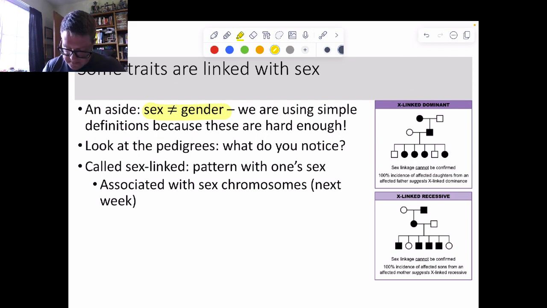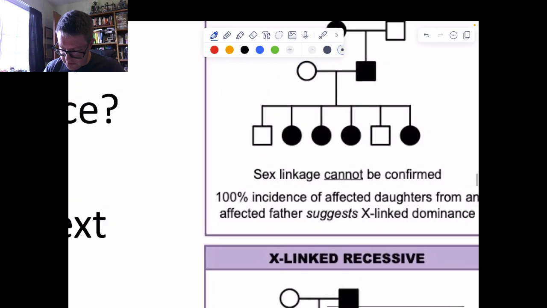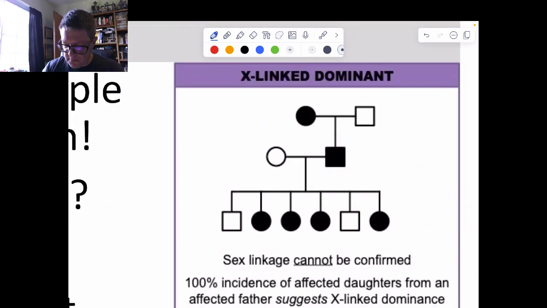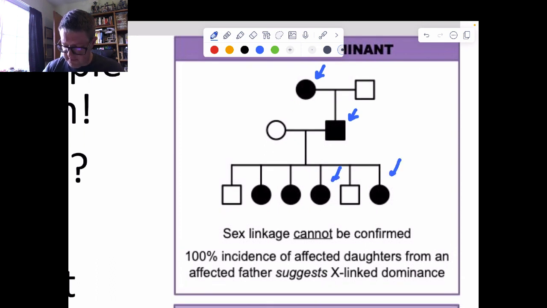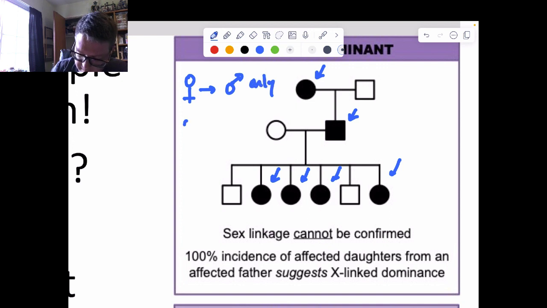What we can notice is, if I look at these two pedigrees, we get some weird patterns: a female can give whatever this trait is to her son, and the son only gives it to the female offspring. What this means is this trait can only go from mother to son and son to daughters. That is the pattern that exists. So it can go from female to male only, and it goes from male to female only.